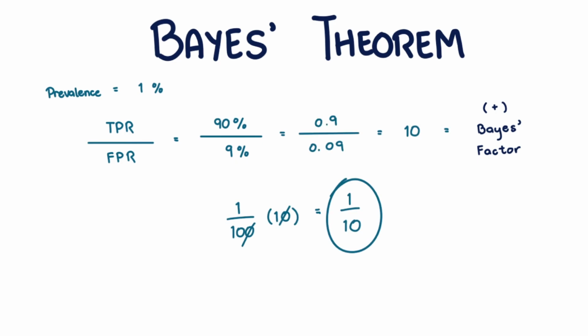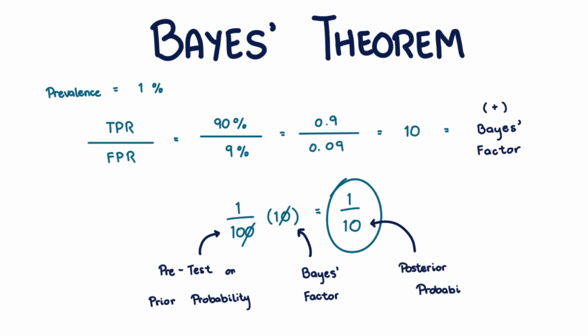So the answer to our sample problem is, of the dogs that test positive for disease X, 1 in 10 truly have the disease. So over here, we have our pretest or prior probability. This is our Bayes factor, and this is our posterior probability.